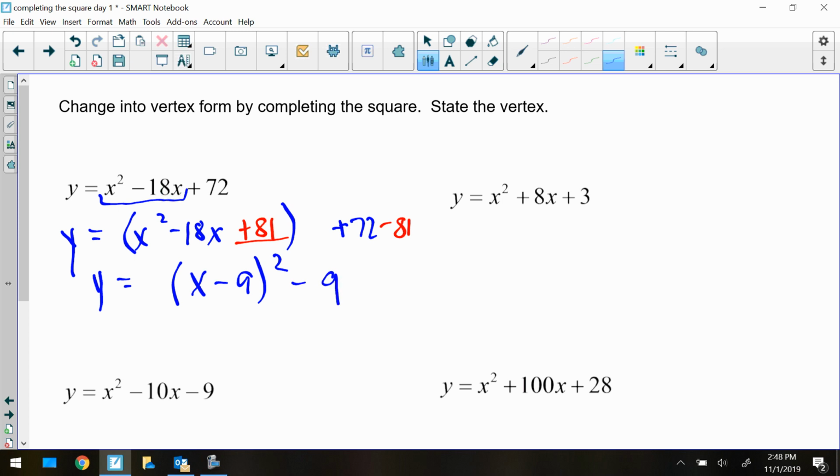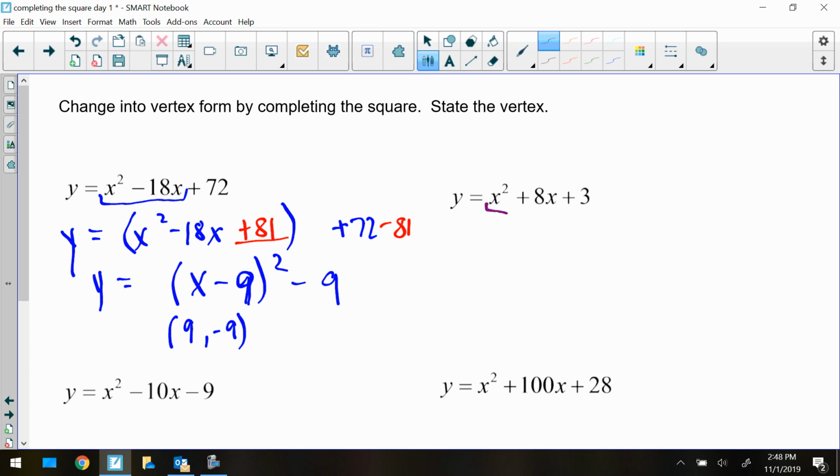So now, since we are in vertex form, it only really takes 2 steps to get there. It's just a little bit of thinking in those 2 steps. Now that I have my vertex form, I can state that my vertex is 9, negative 9. All right? So, let's move on to the next one.